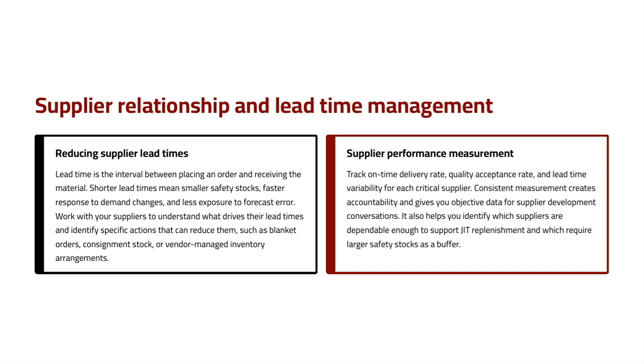Now, moving on to supplier performance measurement. It's crucial to track key metrics such as on-time delivery rate, quality acceptance rate, and lead time variability for each critical supplier. By consistently measuring these areas, you create accountability and gather objective data that support supplier development conversations. This data also helps you determine which suppliers are reliable enough for just-in-time replenishment and which ones may require you to keep larger safety stocks as a buffer. Efficient supplier management in these areas can significantly improve your overall supply chain performance.